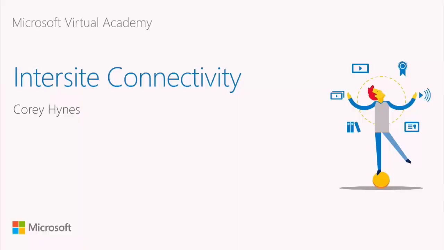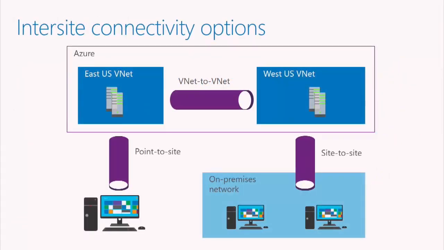Our final module of the networking course deals with Intersite connectivity. Now, simply put, these are all the methods we can use to connect networks within Azure to other networks, and also connect from outside of Azure, such as an individual machine or my on-premises network, into an actual Azure network. And so we can see here, in this diagram alone, 3 of the different ways we're going to do this.